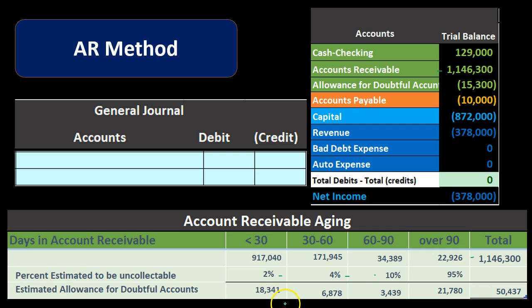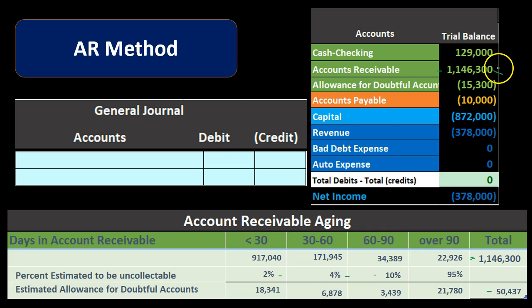If we then add these up, 18,341, the 6,878, the 3,439, and the 21,780, we get to the 50,437. This number then is what we believe of this number, receivables, people owing us money, will not be collectible. We don't know who, no names here. We just know that we believe that that much will be uncollectible. It's a complete estimate, and this is kind of disturbing to some people. They say, well, it's just an estimate, and we don't really know. There's no certainty. However, it's more reasonable to do this.